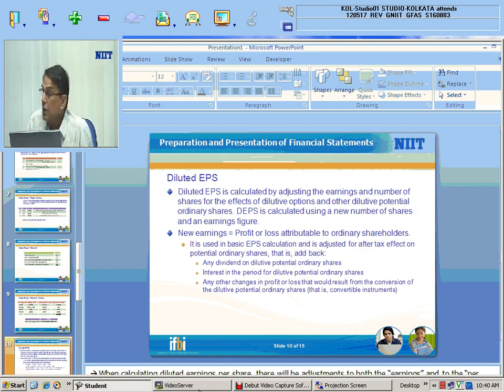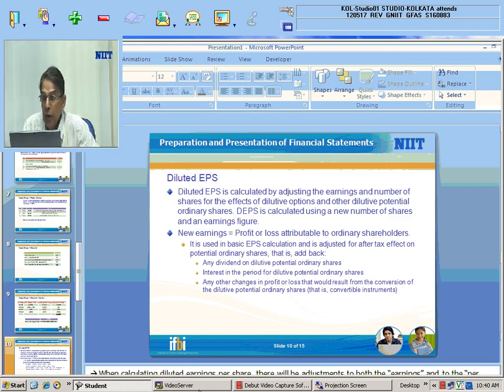You have to adjust the earnings which you have used for calculation of BEPS and the number of shares which you have used for the calculation of BEPS. You have to adjust them to give effect to the dilutive options or other dilutive potential ordinary shares. So diluted EPS is calculated using a new number of shares and an earning figure. Now what will be the new earning figure? We have used the earning figure earlier by making adjustment for the preference dividend, etc. But how will the new earning figure be worked out?